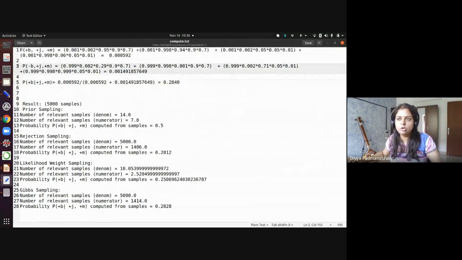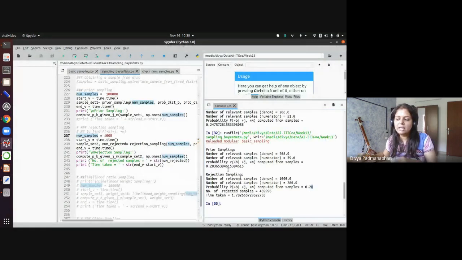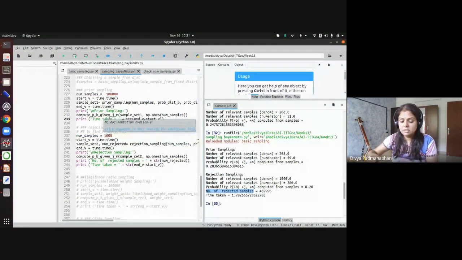Yeah, so I computed these values, plus b plus j plus m and minus b plus a plus m, and then the value I got was 0.2840. So this way of generating samples actually matches with the value you wanted to get. But just that you will end up rejecting a lot of samples. Now in this process, you will spend more time.